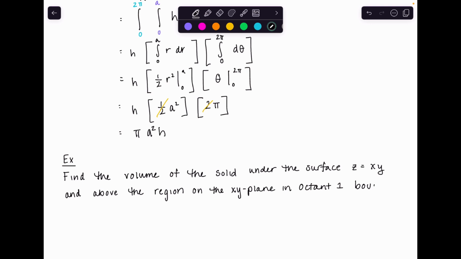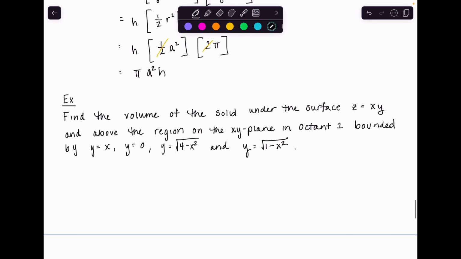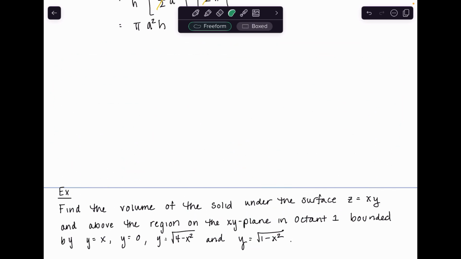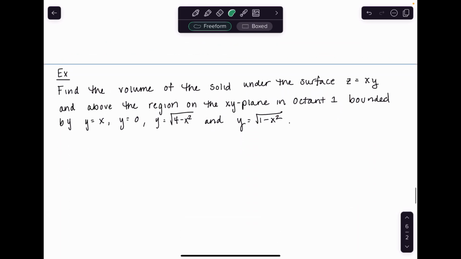which is bounded by y equals x, y equals 0, y equals the square root of 4 minus x squared, and y equals the square root of 1 minus x squared. Let's make this y look a little bit nicer. And then let's get this to a new page so we don't have that line in the way.